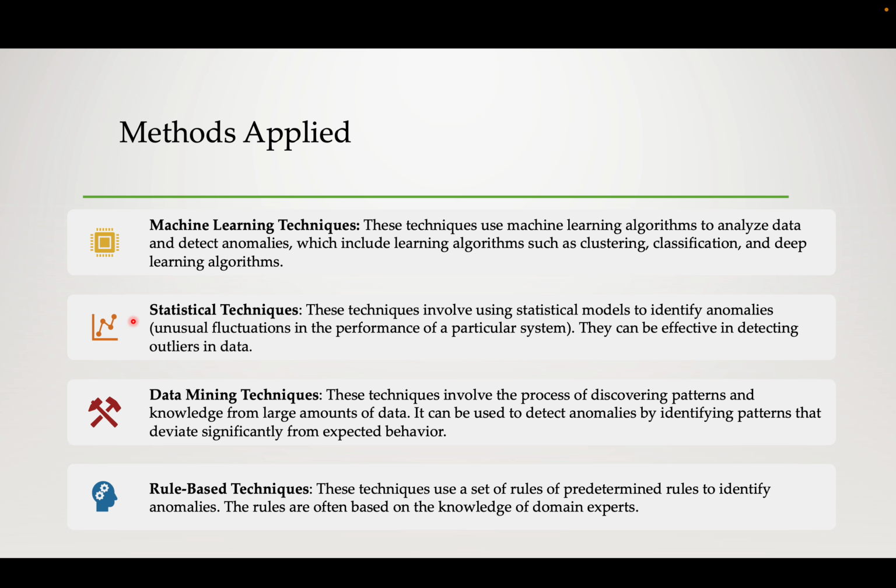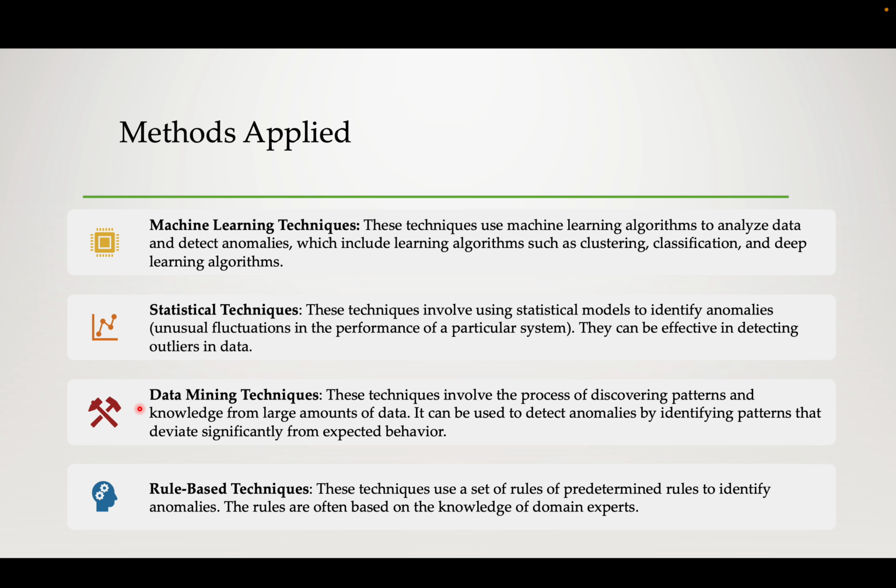The second one is the statistical techniques. These techniques involve using statistical models to identify anomalies, like unusual fluctuations in the performance of a server. They can be effective in detecting outliers in the data. Now, what does outlier mean? These are the data points that deviate significantly from the expected or normal patterns in the data set.